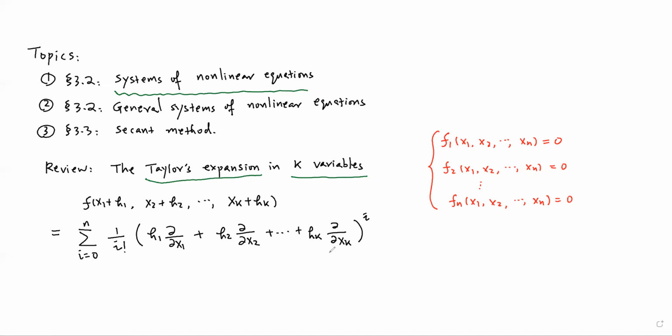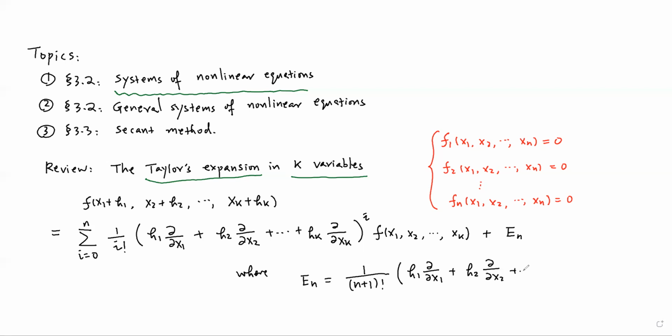To compute this derivative, you need to expand the power. And then the function at x1, x2, up to xk, plus an error term, where the error term is 1 over, here is n, so this is (n plus 1) factorial, times (h1 partial x1, h2 partial x2, up to hk partial xk), then the power is n plus 1.